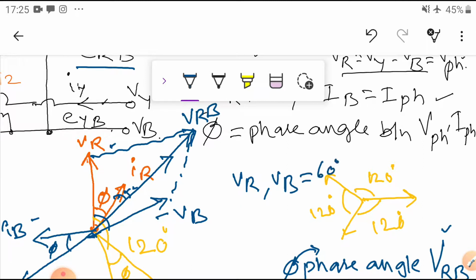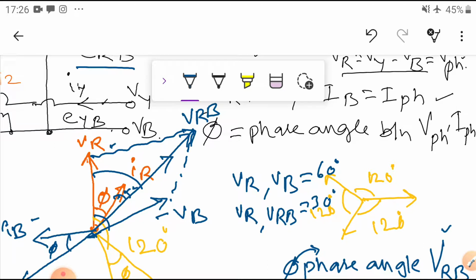You can see this is 120, half of it is 60 degrees. Now VRB is at 30 degrees. This is the phase angle, equal to 30 degrees. So what is the angle? This one, 30 degrees. That is VR and VRB is equal to 30 degrees.